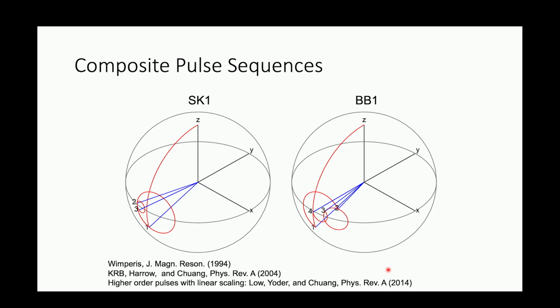So these are a couple of pulses. SK1: in this case I wanted to rotate by pi/2, I go down and then around and then around. BB1, I do a few more steps. And when you think about it on the whole Bloch sphere, it's kind of hard to get an intuition for why it works.